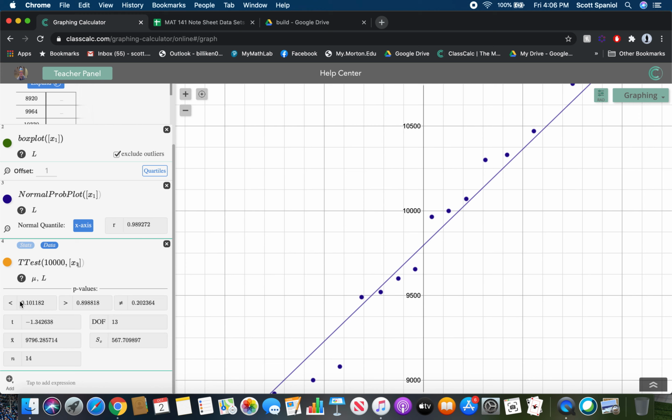So we've got less than, greater than, and not equal to. In this case, we're doing less than, right? Because less than was the symbol in our hypothesis test. So our p-value is 0.1012 when rounded to 4 decimal places.